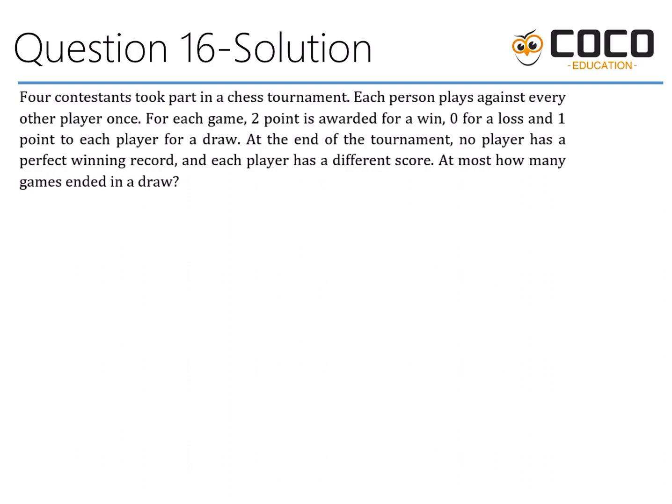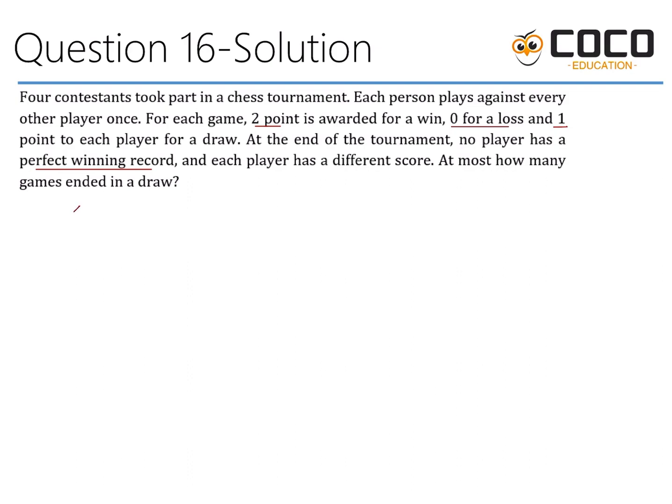So for question 16, there are 4 players. Now for each game, 2 points are awarded for the winner, 0 points for the loser, and if it's a draw, each player gets 1 point. So at the end of the tournament, no player has a perfect winning record.